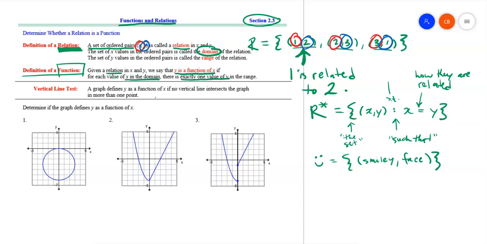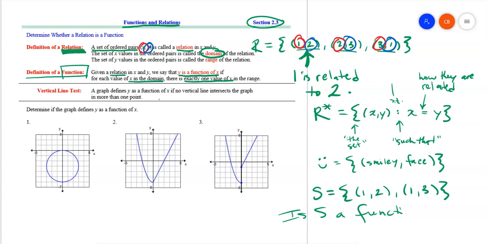And so, for example, if you have a relation, I'm just going to call it S, and that one goes 1, 2, and it also goes 1, 3. And then we're done with that relation. 1 is related to 2, and also 1 is related to 3. And we're wondering, is S a function? And we want to answer this question.